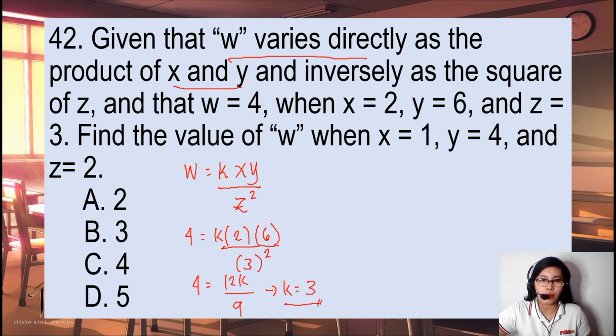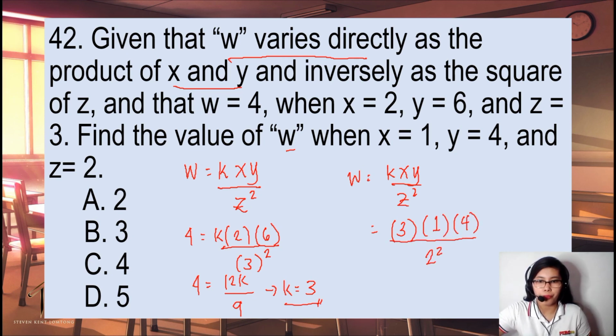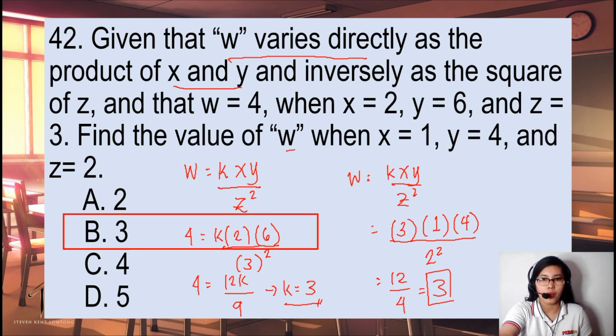Now that we have the k, we can now find the value of w given the second condition. So k is equal to 3, x is equal to 1, y is equal to 4, and z is equal to 2. So 3 times 4 is 12 divided by 4, and that is equal to 3.